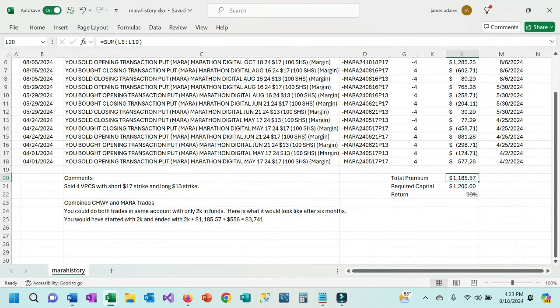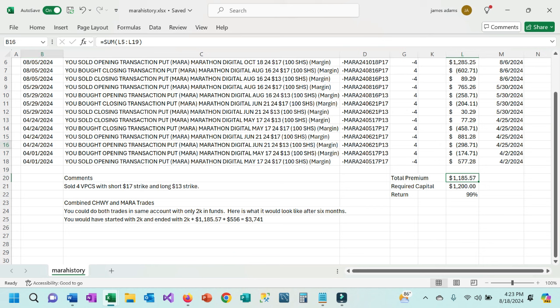Altogether, that added up to $1,185 in premium I brought in, which equates to almost a 99% return. If you consider the return, it's not yearly based, it's just 1,185 divided by 1,200. That's where you come up with the 99%.